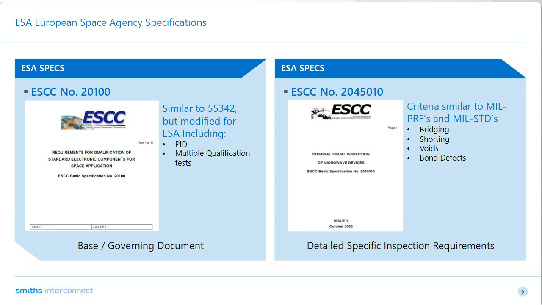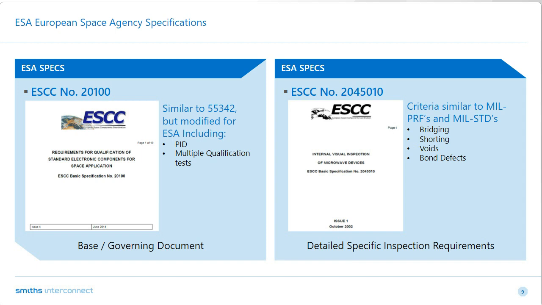These are some examples of some European specifications that we have a lot of experience with as well. They're similar to 55342 and other MIL standards. They also include something called PID. PID is Process Identification Documentation, where often our customers want to know how parts are not only being tested, but how they're being manufactured, almost like a baseline document to make sure everybody is on the same page and expectations are identified.